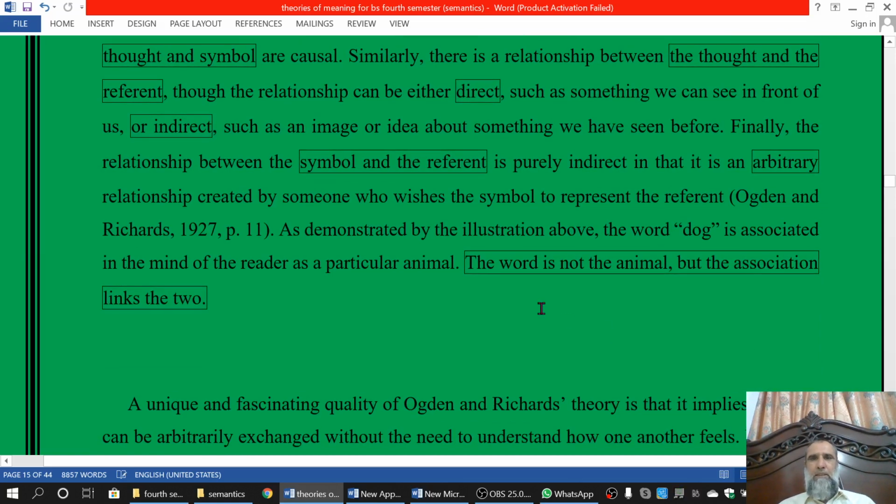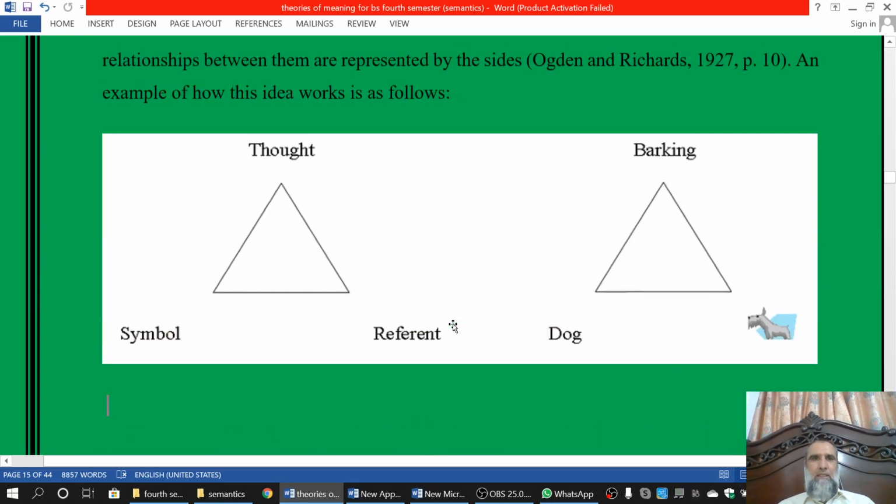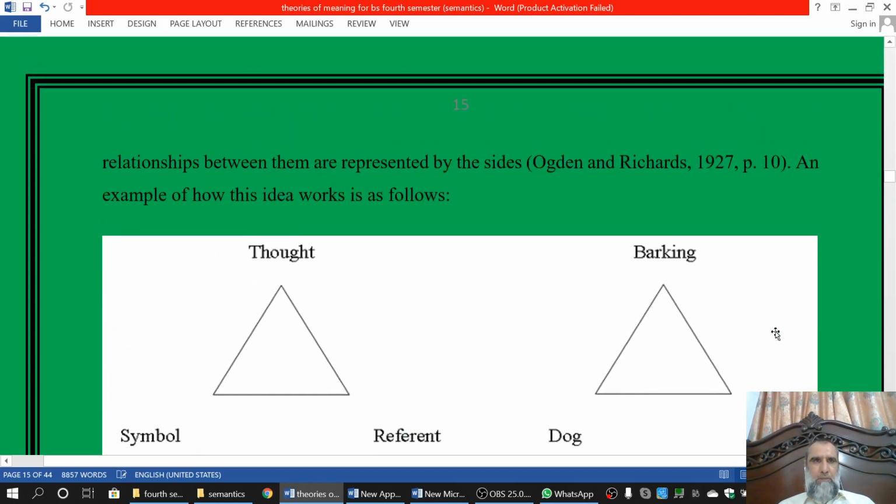But as we said earlier, the word itself is not the animal, but there is a link. The association actually links the two, and the link is that dog is linked with barking, barking is linked with this dog. This dog is not directly linked with this image. So this is all about this paragraph.